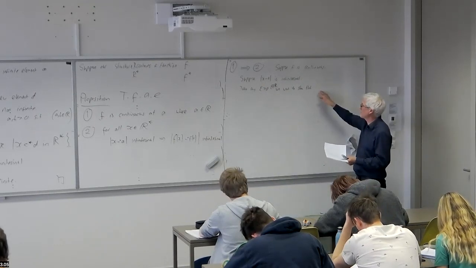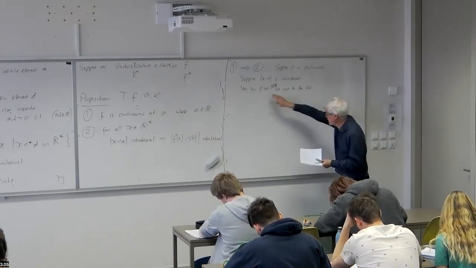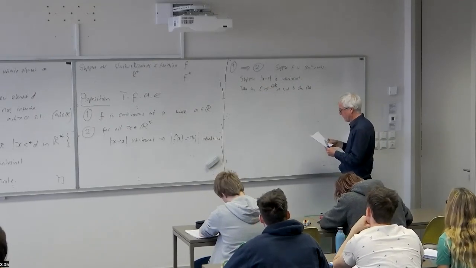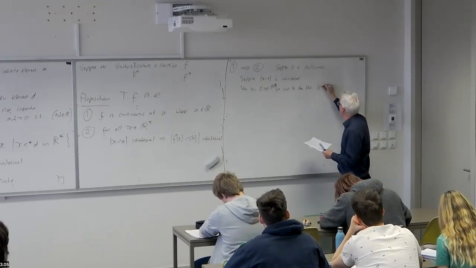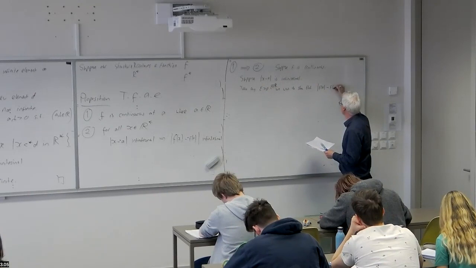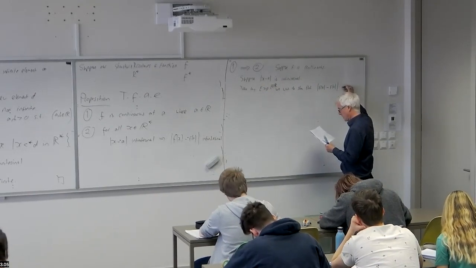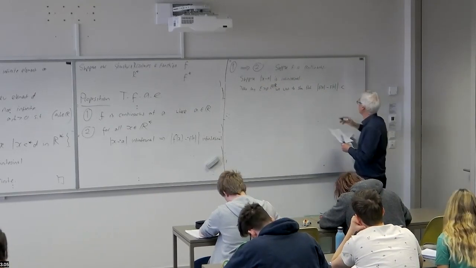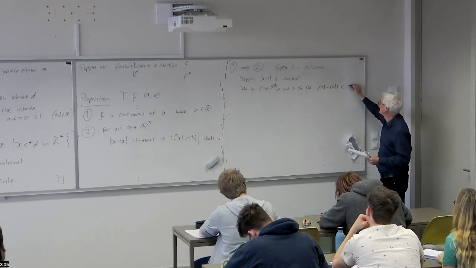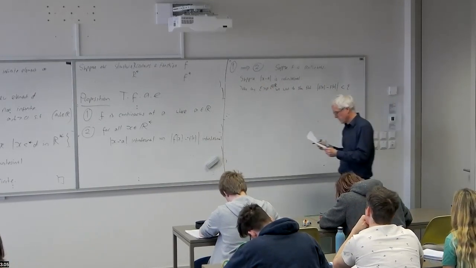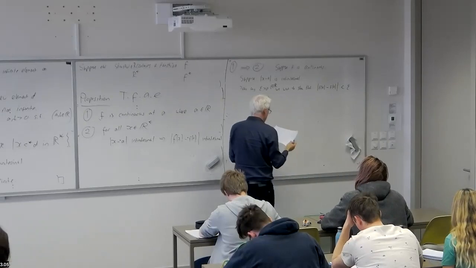We want to show that f of x minus f of a is infinitesimal, so it's smaller than any positive real. We want to show that the absolute value of f of x minus f of a is less than epsilon. So really this is less than star, but as I say, I'm avoiding stars now.